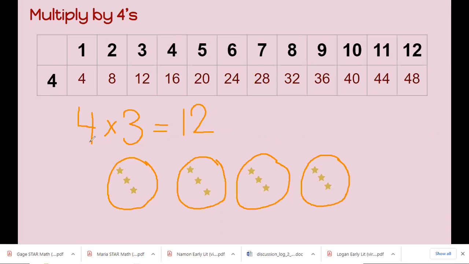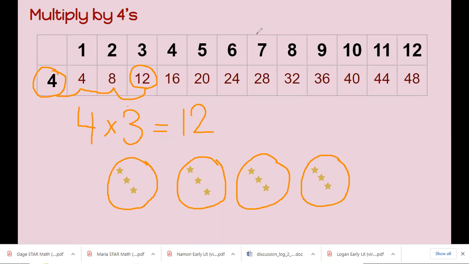So, to check my answer, I am going to use my modified multiplication chart. I have my factor of 4. My other factor is 3, and that tells me I'm going to do 3 jumps. So I'm going to start at my beginning, and let's do 3 jumps. Ready? 1 jump, 2 jumps, 3 jumps. I landed at the number 12. Okay, so 4 groups of 3 equals 12.